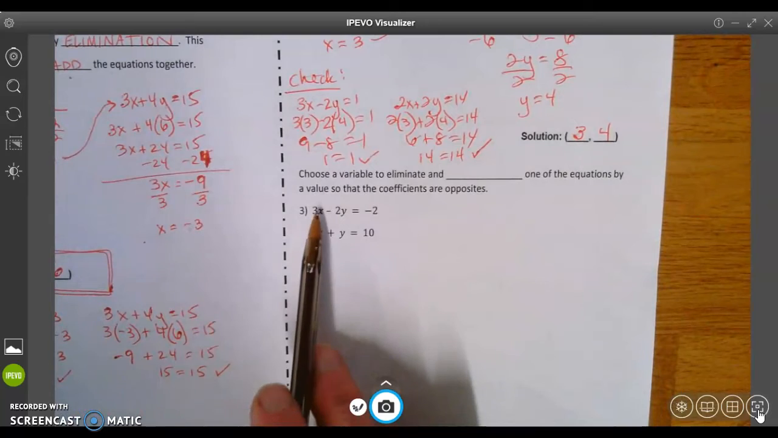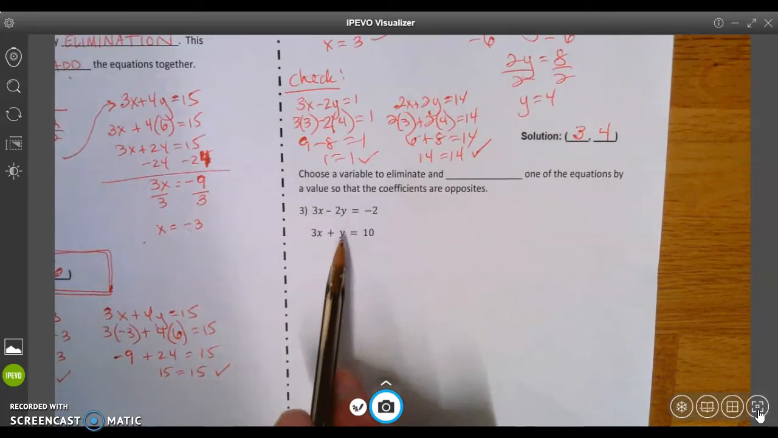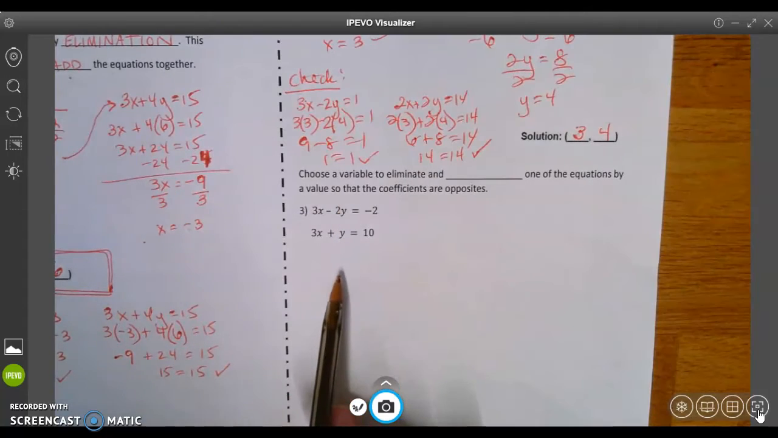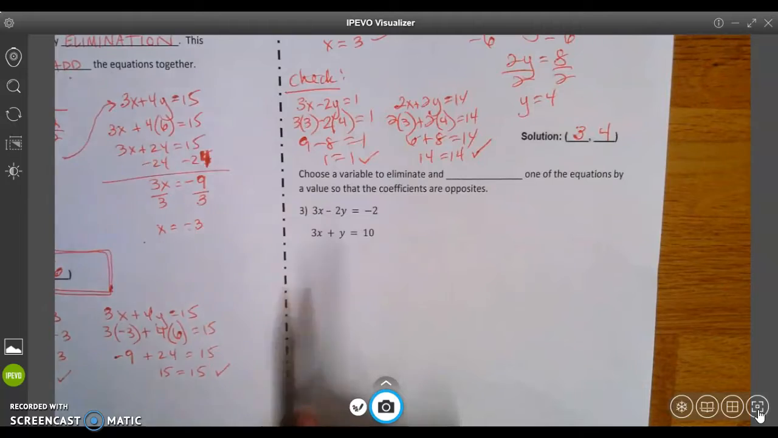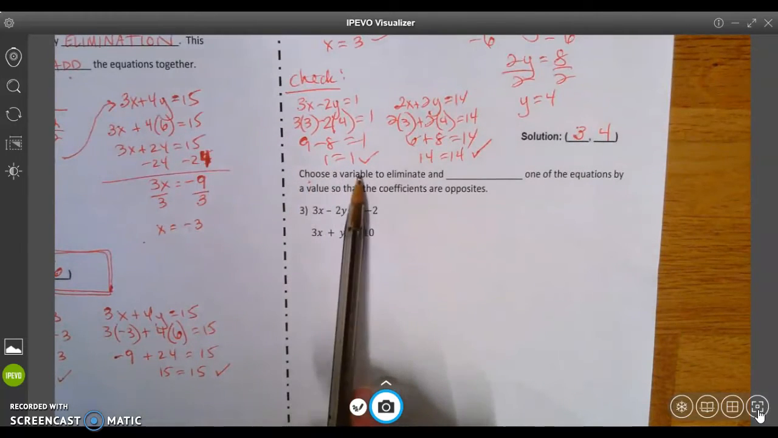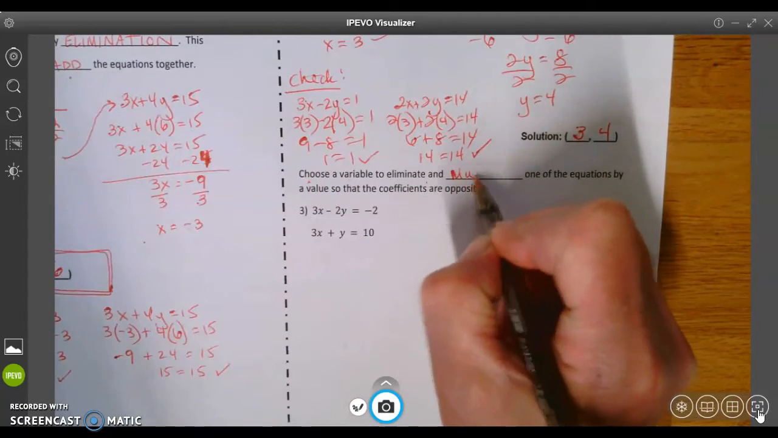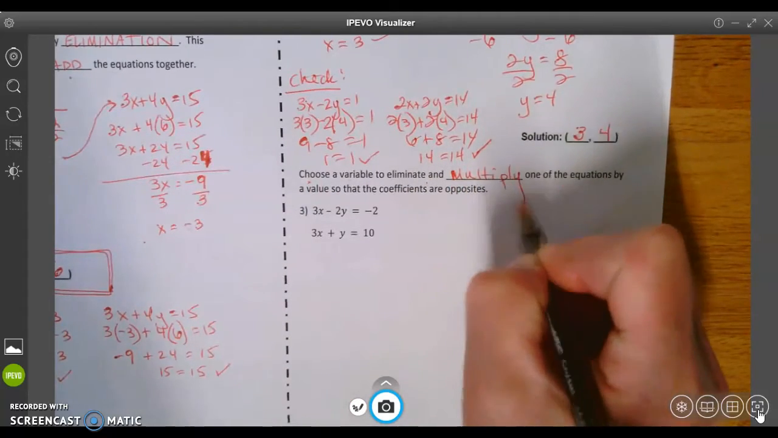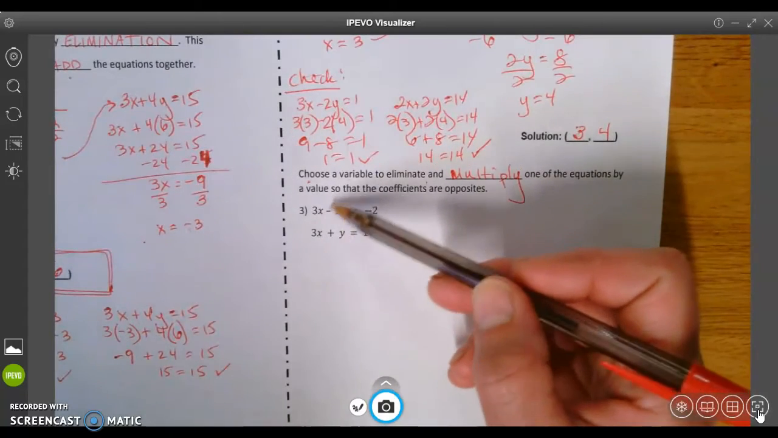In this situation, when you add your x terms together, you're going to get 6x, so they don't eliminate. When you add your y terms together, you're going to end up with a negative 1y. So when nothing eliminates, we do have a slight issue. But here's the good thing. If we choose one of our variables to eliminate, you are allowed to multiply one of the equations by any value you want. So let's look closely at our y values here.